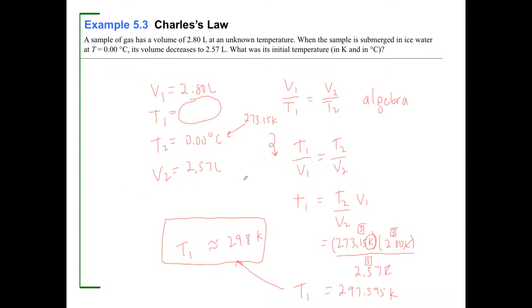Okay, so that's Charles' law. Again, Charles' law is the ratio of these is equal to the ratio of those. I think I expressed it as V on top, but you can see that those are both, if the one is true, the other one is going to be true as well.